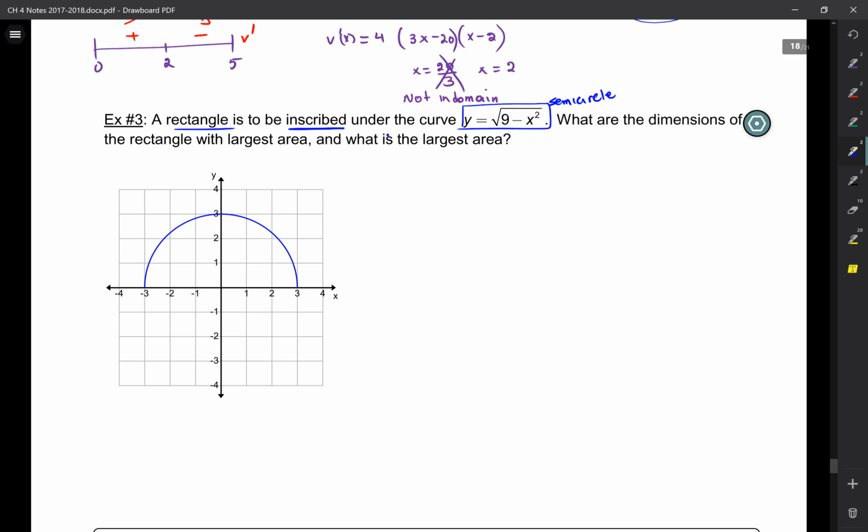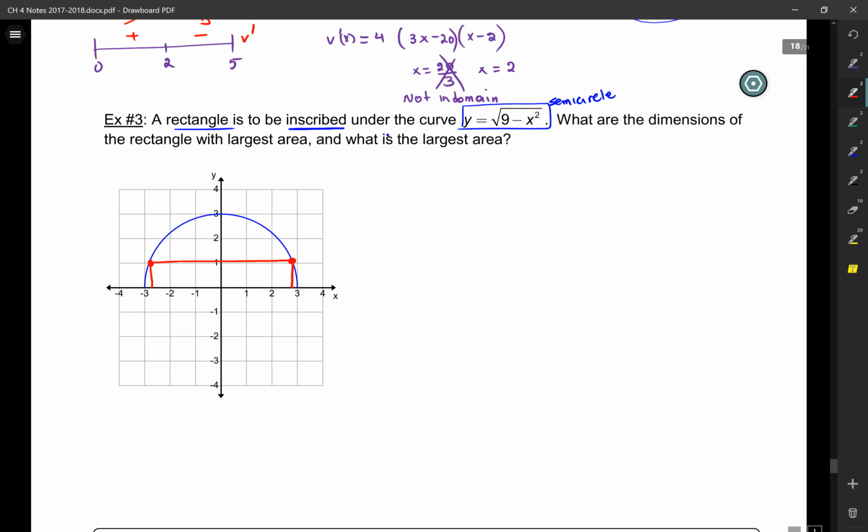Now, what does it mean to inscribe a rectangle in a curve? That means when you draw your rectangle, the corners of the rectangle have to be touching the circle, the semicircle. That means inscribed. Now, this is one rectangle that you could draw. Here you could draw different types of rectangles, or different dimensions.